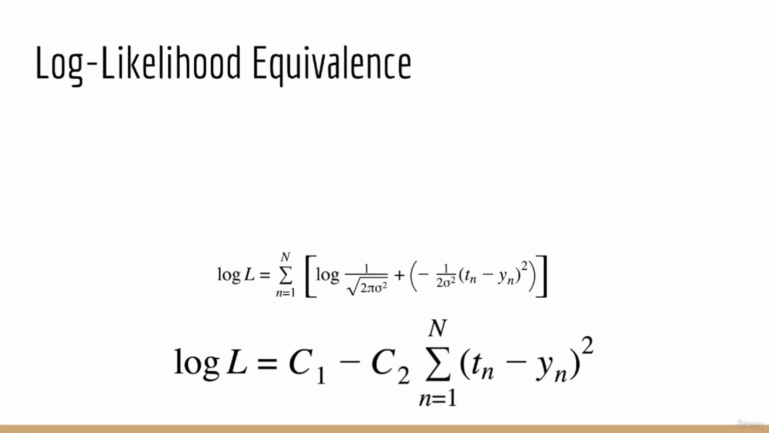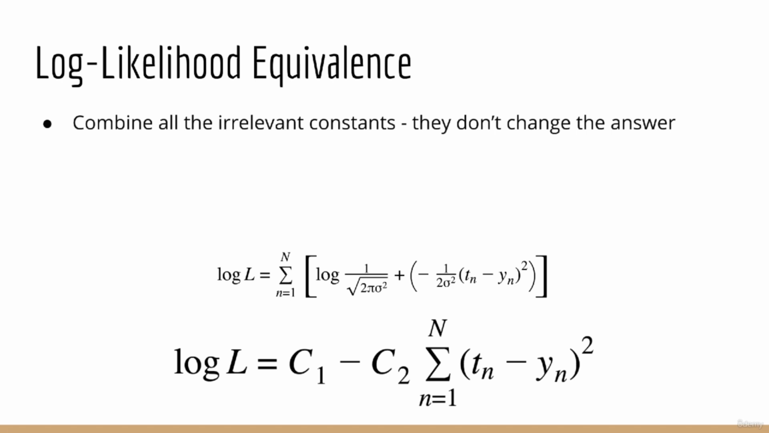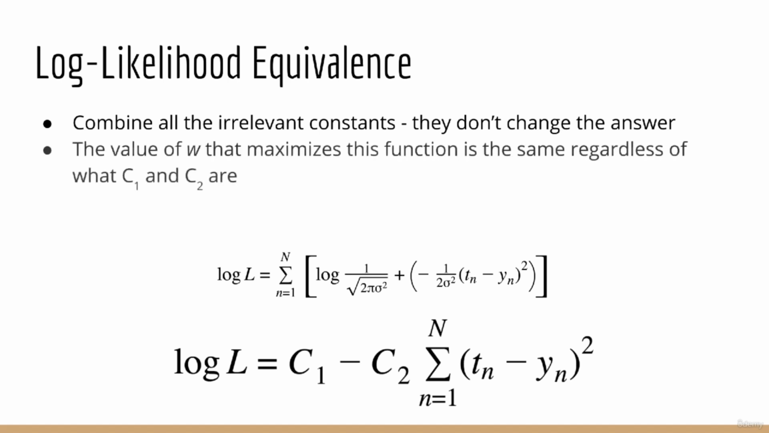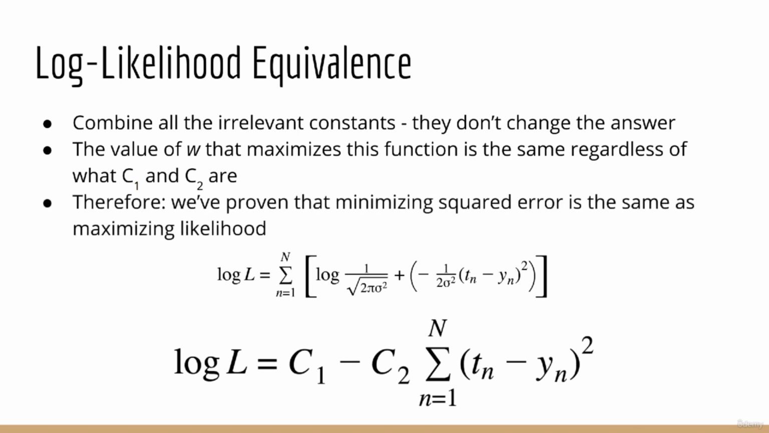Now, what's interesting about this is that constants don't actually matter. They might yield a different value for the actual likelihood itself, but the likelihood value is irrelevant, since what we care about are the weights w. We just want to minimize L, no matter what the scale is. In other words, it doesn't matter what these constants are, the value of w that minimizes the function will be the same. In other words, we've shown that maximizing the likelihood is equivalent to minimizing the squared error.